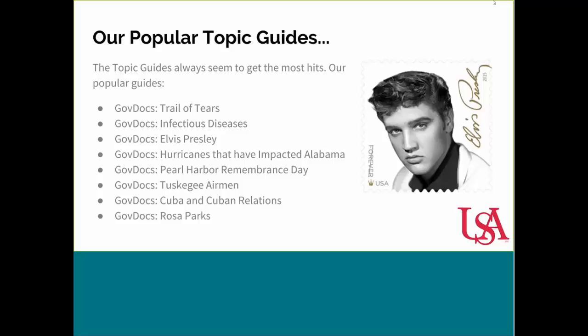Instead of the academic and high-level ones, we get GovDocs, Trail of Tears. We've gotten GovDocs, Infectious Diseases, Elvis Presley. Elvis Presley is always in the top group of our topic guides that people use a lot. Hurricanes that have impacted Alabama, especially during hurricane season down here. Pearl Harbor Remembrance Day is one that people have been accessing lately.